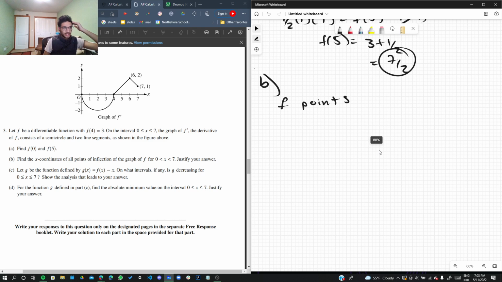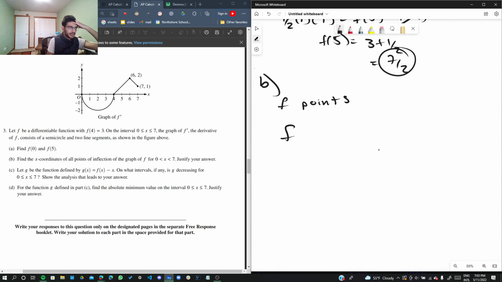Let's think about this realistically in terms of a graph. If you had f, a point of inflection would look something like this, and more specifically, it's right there. It's when something goes from concave up to concave down, or from concave down to concave up. At that point, that's called a point of inflection. That's when it changes concavity, right?